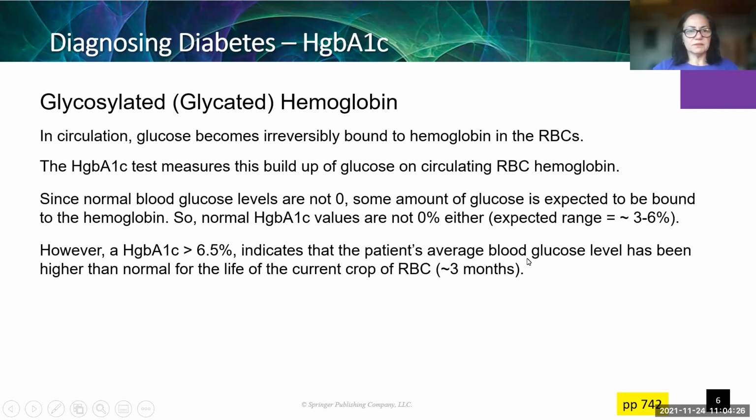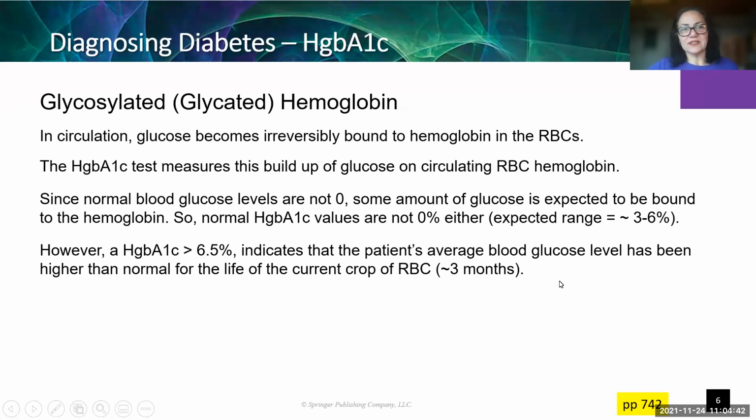Normal. The blood glucose levels have been higher than normal for the life of the current red blood cells when somebody's hemoglobin A1C test is that high.